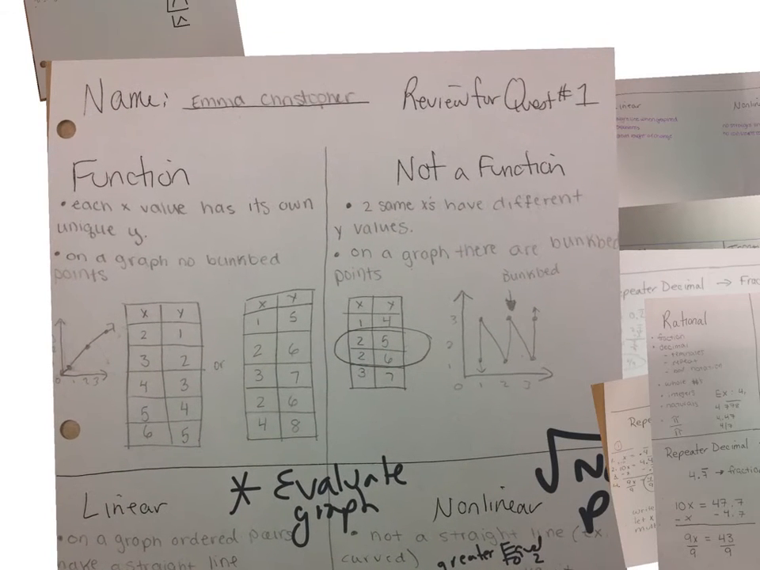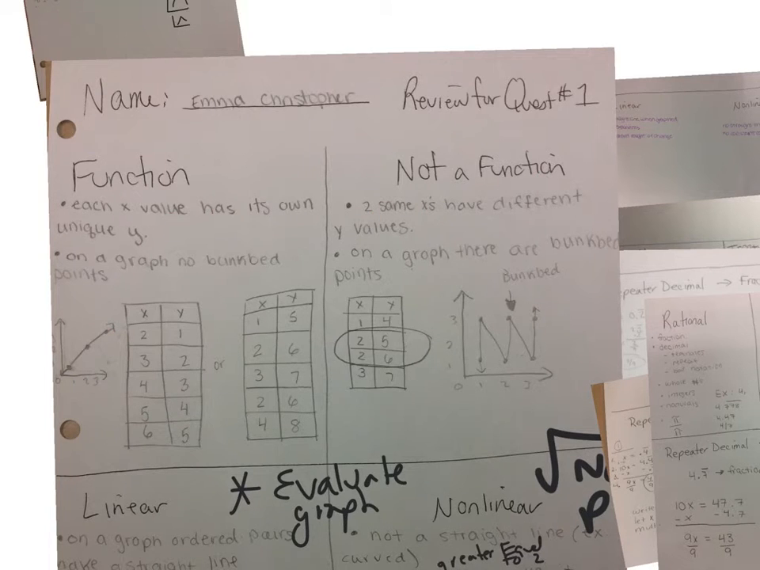So again, other examples of functions and not functions. Function: each x value has its own unique y value. And when they're on a graph, there are no points above or below it. Here, all these x values have a unique y value to correspond to it. In table form, 2, 3, 4, 5, 6 all go with a unique y. Same thing over here. We might have repeats of the 2's, but notice they have repeats of the 6's, so that is okay.